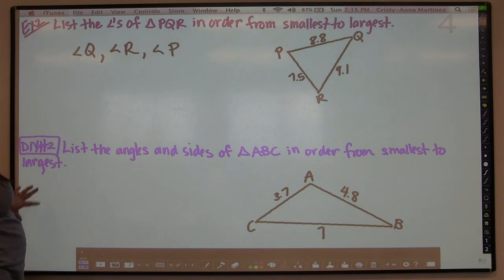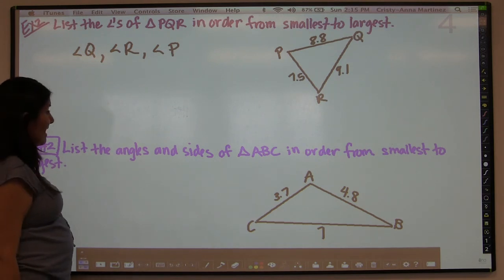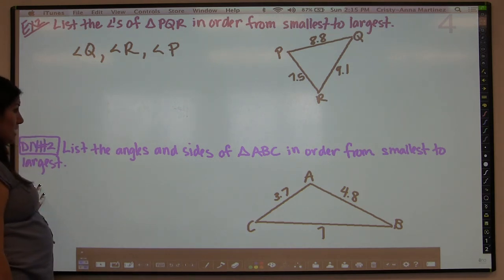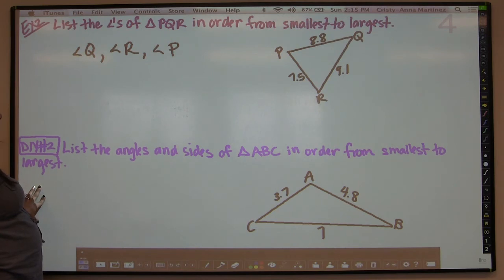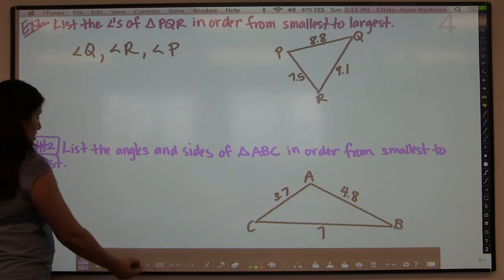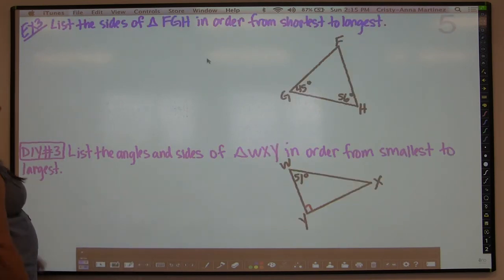So now in this case it says to list the angles and the sides of triangle ABC in order from smallest to largest. You got to do both in the do-it-yourself question. All right? And then we're going to come over here, and this is basically the same thing, only going backwards. So very short video today. This is our last example. So this time they want us to list the sides from shortest to longest.